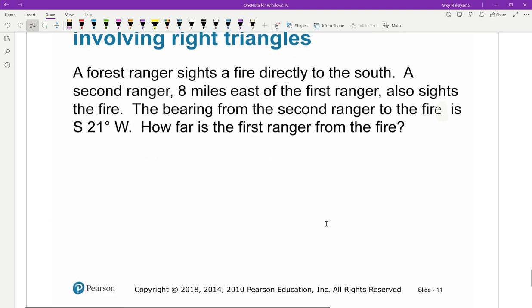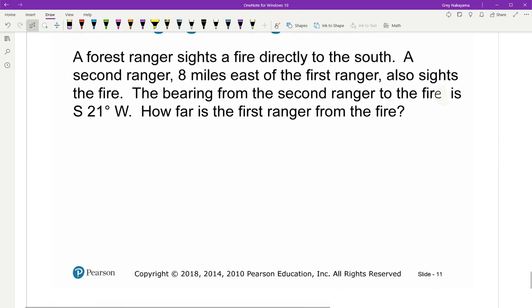All right, last problem. A forest ranger sights a fire directly to the south. A second ranger, 8 miles east of the first ranger, also sights the fire. The bearing from the second ranger to the fire is 21 degrees west of south. How far is the first ranger from the fire? So I'm not an artist. I'm just roughly sketching the fire down here.